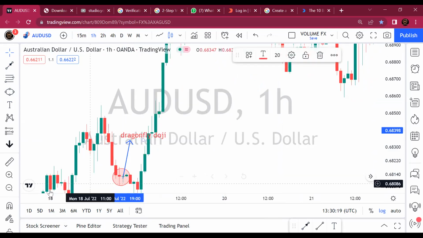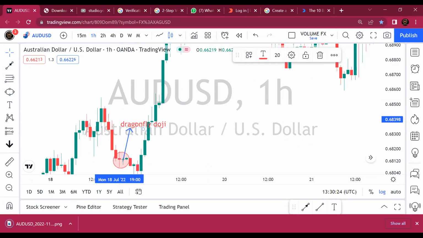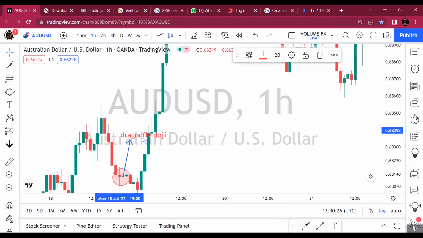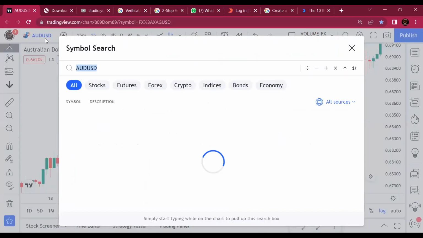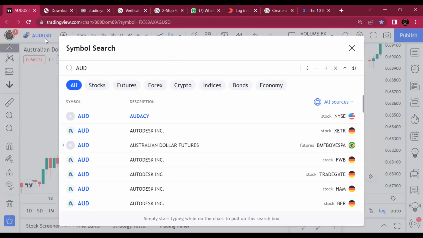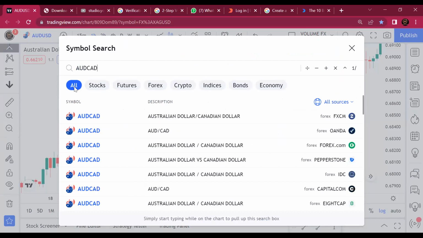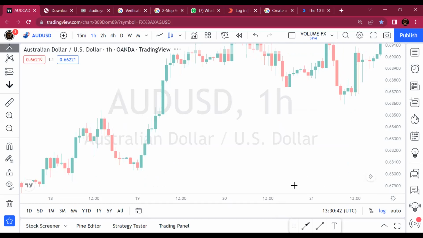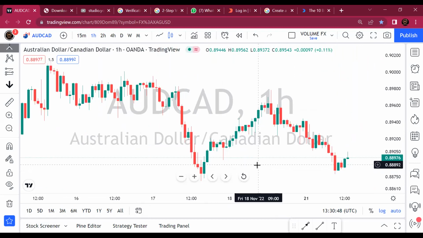You realize something. Whenever you exhaust, oh, I've not yet taken a snapshot. Whenever you exhaust a pair, what do you do? You just switch. I can just come here and write AUD/CAD. I would recommend you use Oanda. Oanda is good on TradingView. It doesn't have a lot of breaks.